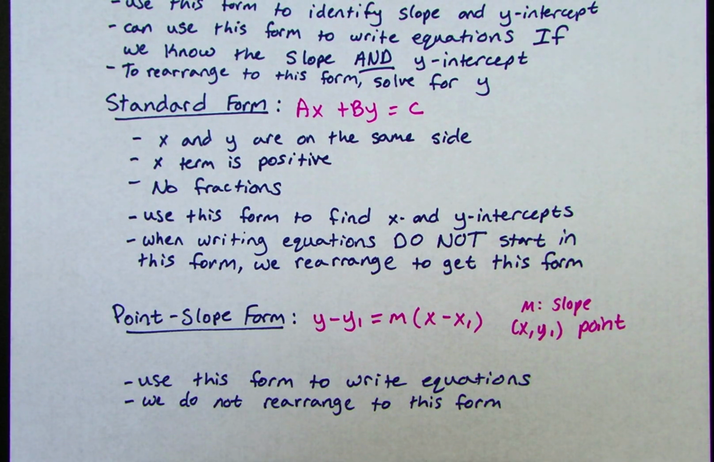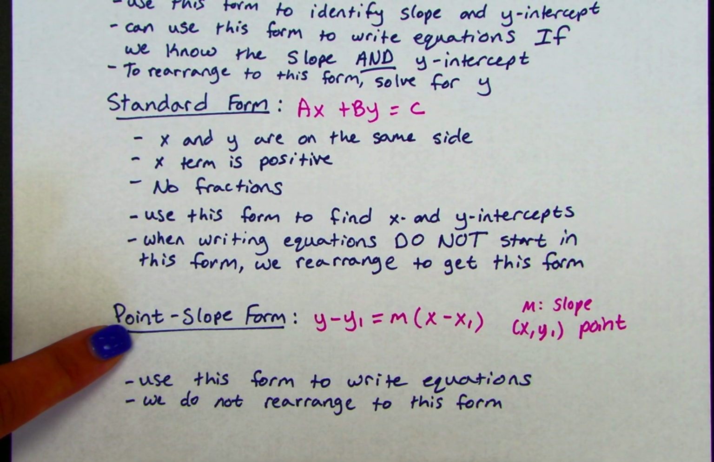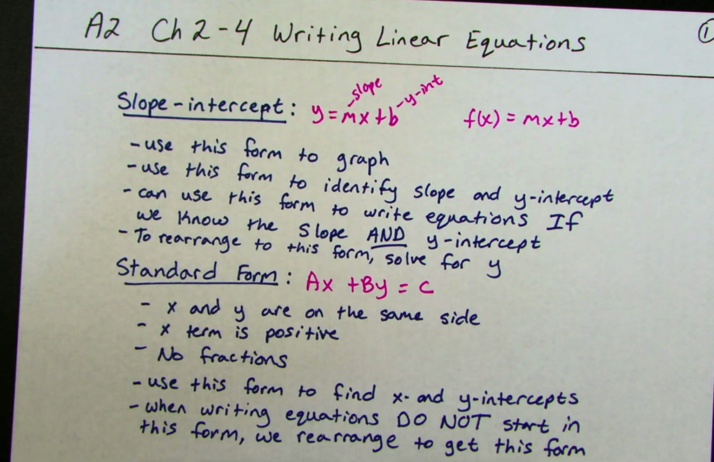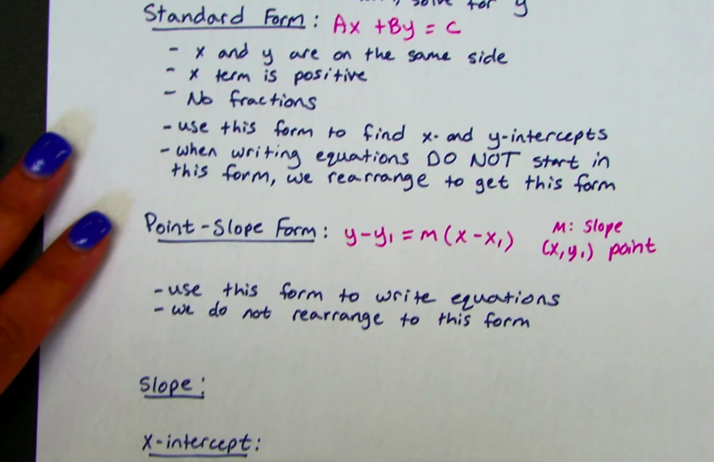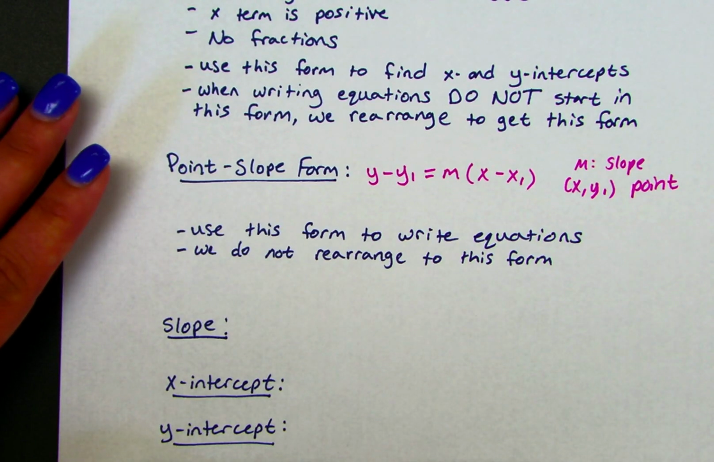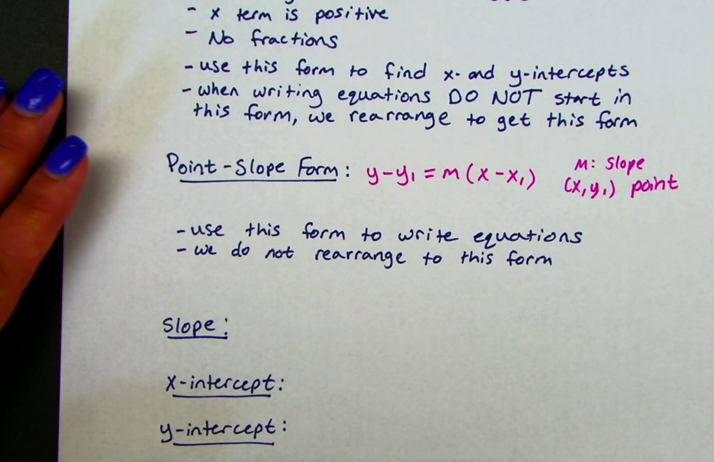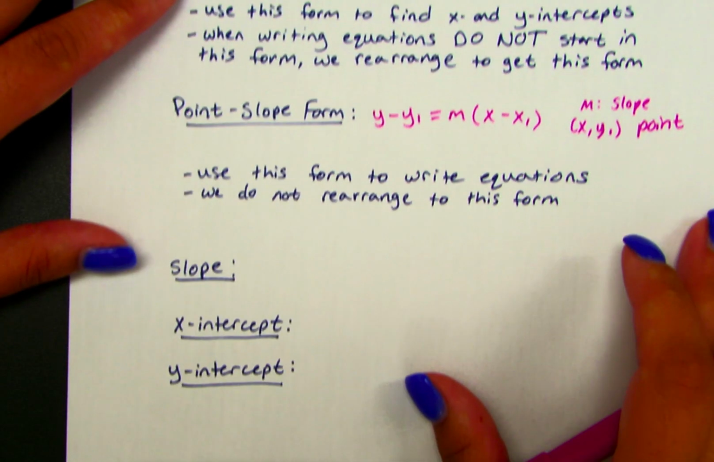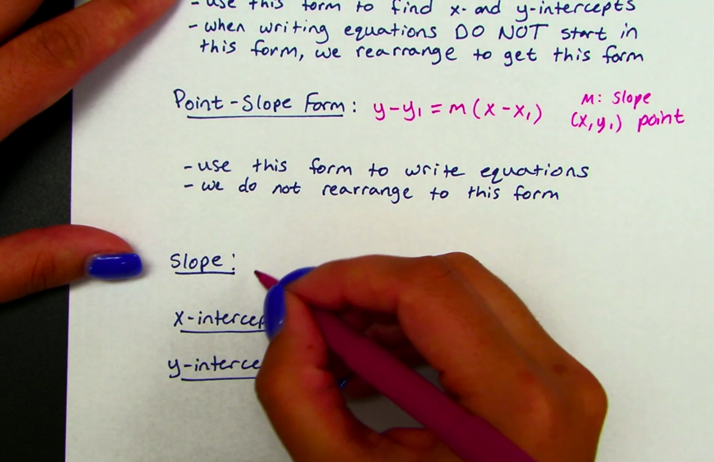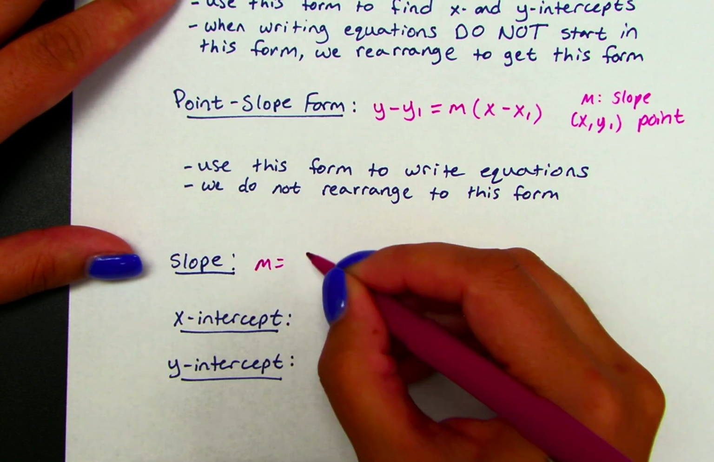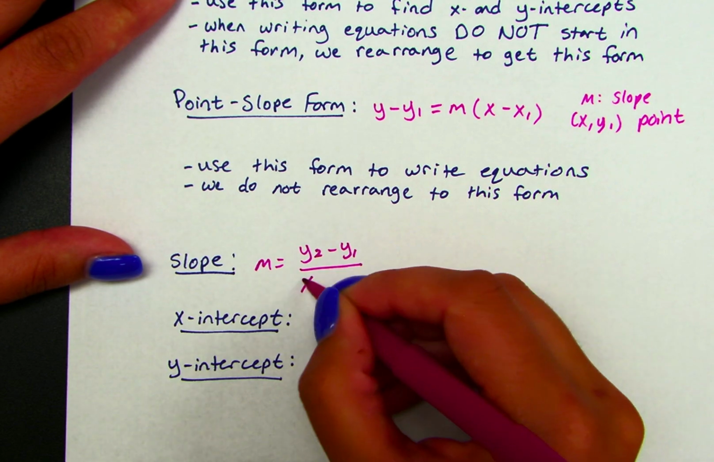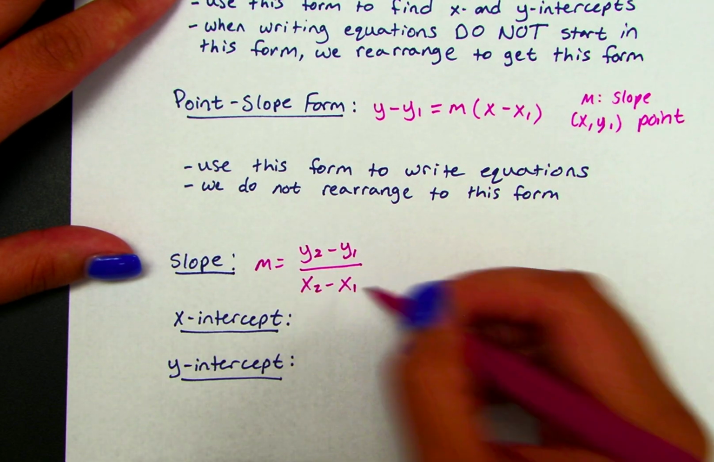Anytime you're asked to write an equation, we're going to be starting in point-slope form, and then we would rearrange to either slope-intercept or standard form, depending on what the question is asking. We're never going to rearrange to this form, so we use point-slope to start in when we write equations. And just as a reminder, our slope formula, when we are given two points, is y2 minus y1 over x2 minus x1.